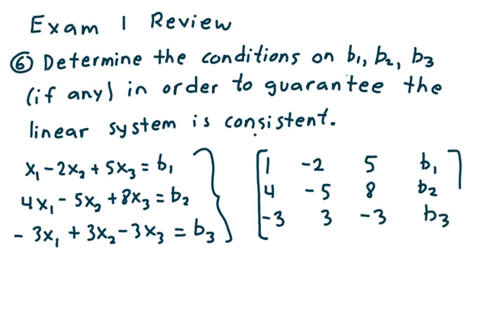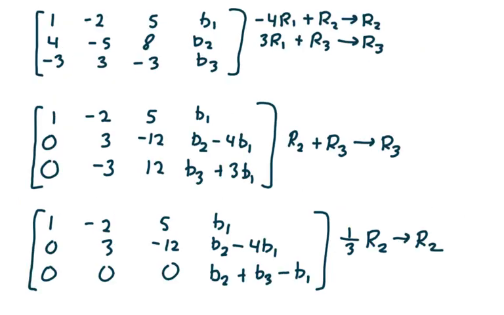And so what do I want to do with this system? I want to put this system in row echelon form. So we're going to perform Gaussian elimination. Could we put it in reduced row echelon form? Of course, but we just need to put it in row echelon form to determine the conditions on B1, B2, and B3. And so I'm going to rewrite this augmented system on the next page.